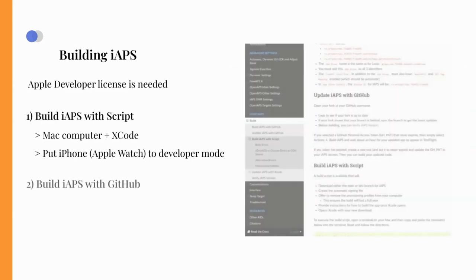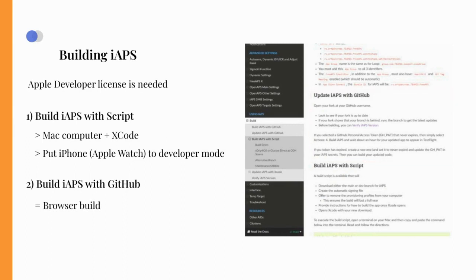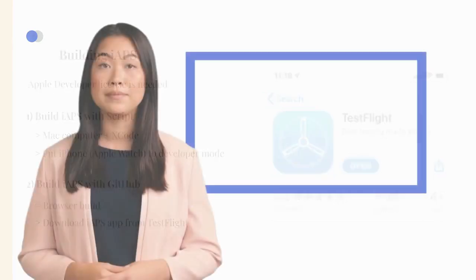Or you can follow the Build iAPS with GitHub procedure, which is also called the browser build, as you can use any computer for this. After completion of this method, you can download the iAPS app on your iPhone via TestFlight. The main advantage of this method is that it is an easier method to build and update your iAPS app.